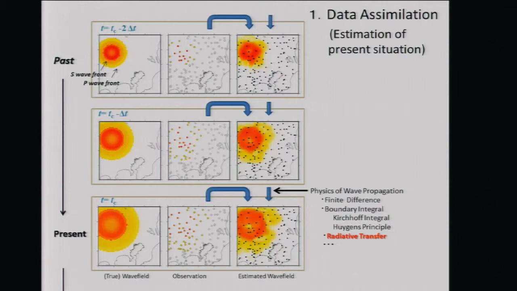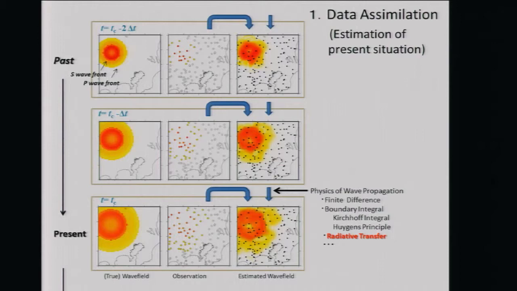The simplest way is just to draw the contour. But we are geophysicists who know the physics of wave propagation. So the situation one time step before is given. From this situation, we can anticipate the present situation. The anticipation from one time step before and the actual observation are combined, and then we estimate the present situation. This is the basic idea of data assimilation.